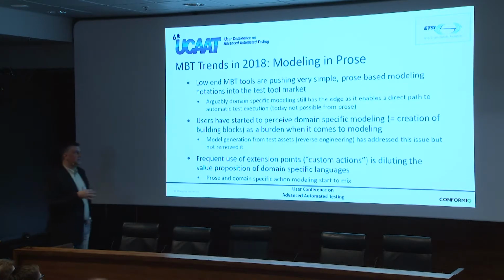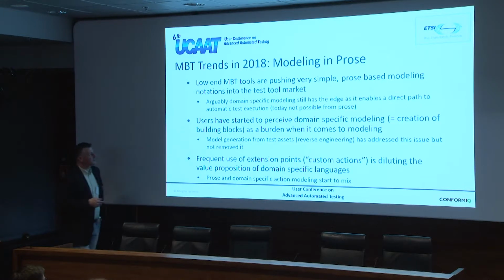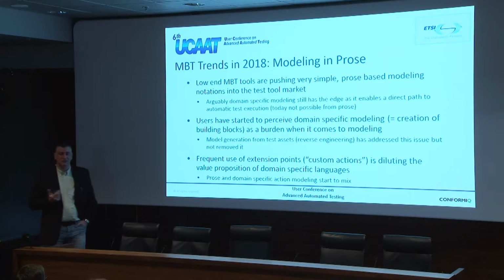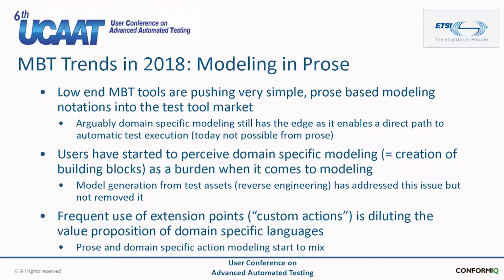Okay, so now what has happened in 2018? Believe it or not, even though I've now tried to make you accept that domain-specific modeling is the world's greatest way of doing modeling, there's now a push, especially from low-end tools, that is really pushing, again, writing in prose, right? So meaning even with domain-specific things, you have to drag and drop, you have a bunch of existing elements, but I just want to write, right?